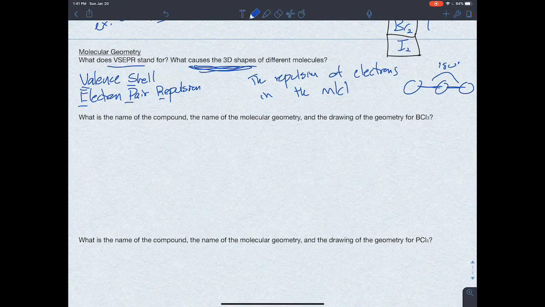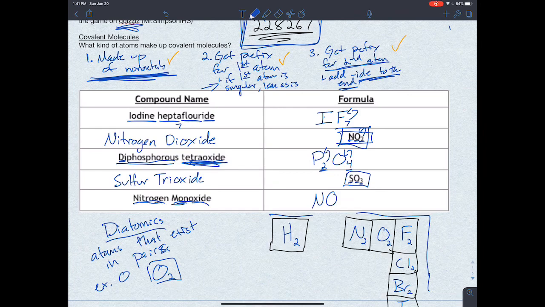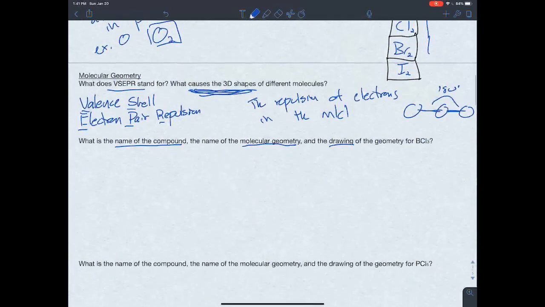Okay, so let's look at the first one here. In all three of these next upcoming questions, I asked you for the name of the compound, the name of the molecular geometry, and I want you to draw the molecular geometry. Okay, so naming is what we did up here. We're still talking about covalent molecules.